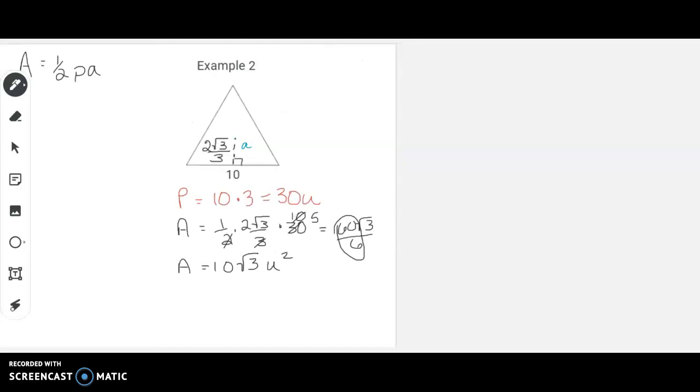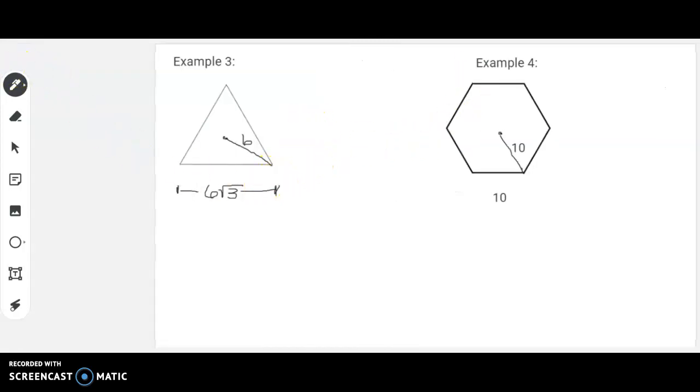Our next example, see now we don't have the apothem, we need to identify it. So I'm going to draw in the apothem, because that's the part that's blue. I'm going to do it for both examples. We need the apothem, so here we might have to use some trig, because we have a triangle. This is going to be 120 degrees at the center from radius to radius.